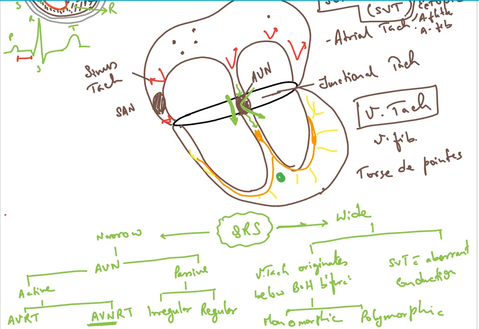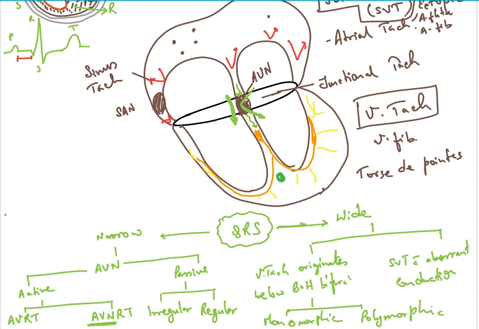Got it? So you see, if there is narrow QRS complex, there can be an AV node active condition, there can be an AV node passive condition. I don't want you to go into detail right now because we will have a detailed discussion on this. So I'm just classifying it. There is a condition where it is AVRT, and there is a condition where there is AVNRT.